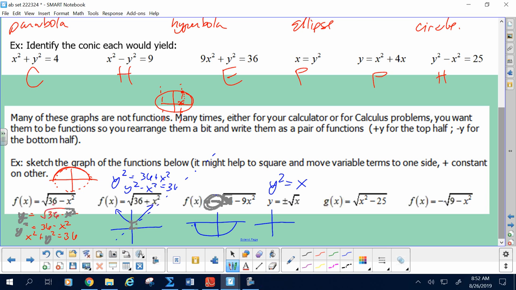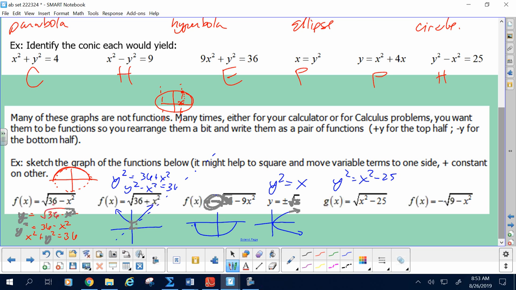I agree. And top half, bottom half, or both halves? Both halves, yeah. Because of the plus or minus, it's both halves, so that's true. What about g of x? Lexi? Do I agree with you?